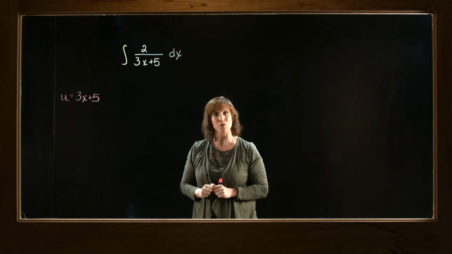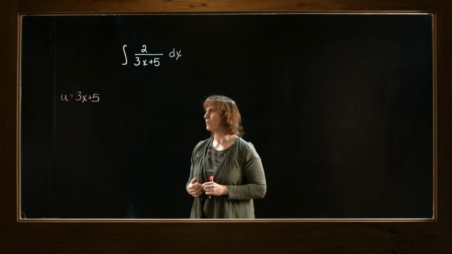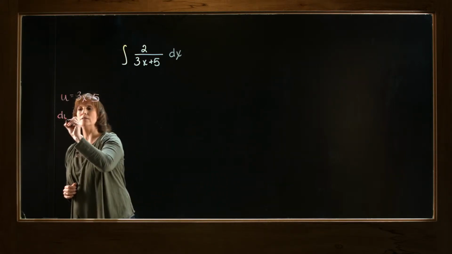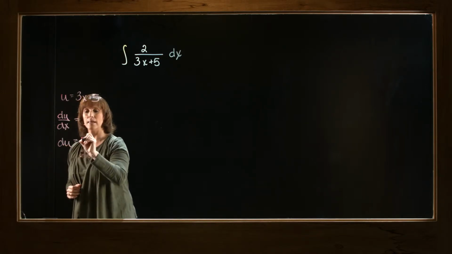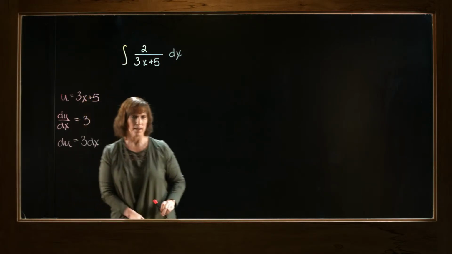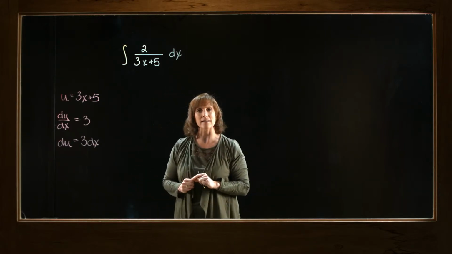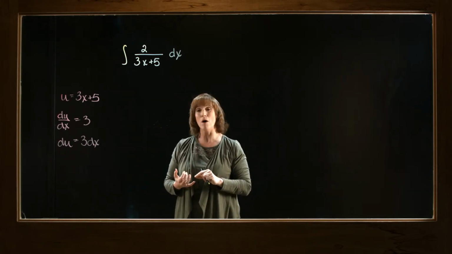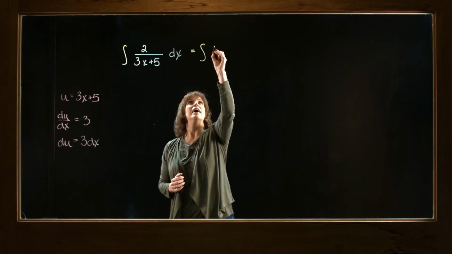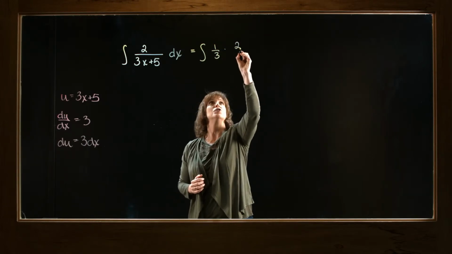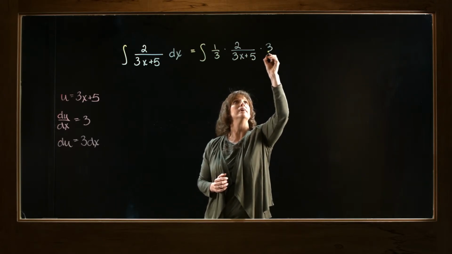But then I still have a dx floating around. So I need to find the relationship between dx and du. So I know that du/dx is going to equal 3, which means that du is 3 dx. Now, I don't have quite the right relationship here because I only have a dx. But we fixed this before. We're going to multiply by 3 and multiply by 1/3. So I'll rewrite my integral as 1/3 times 2 all over 3x plus 5 times 3 dx.